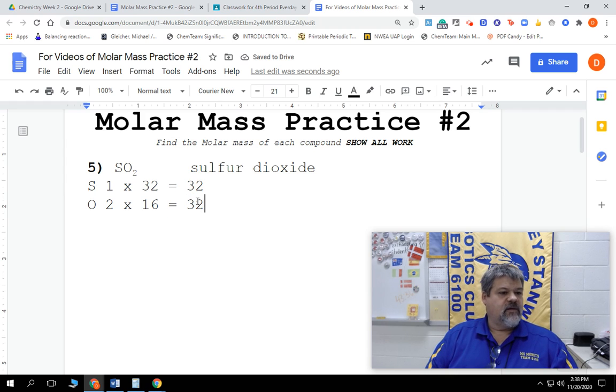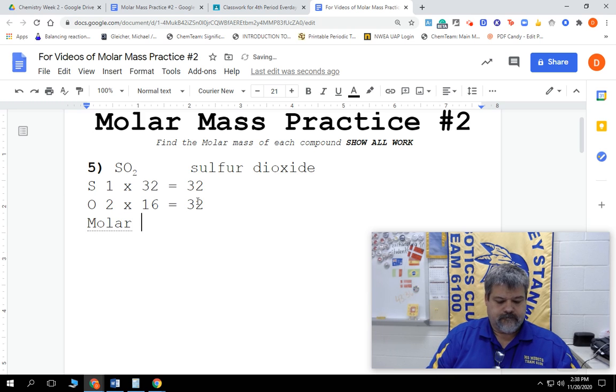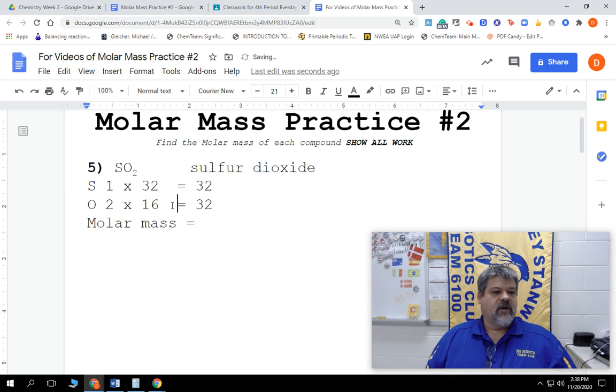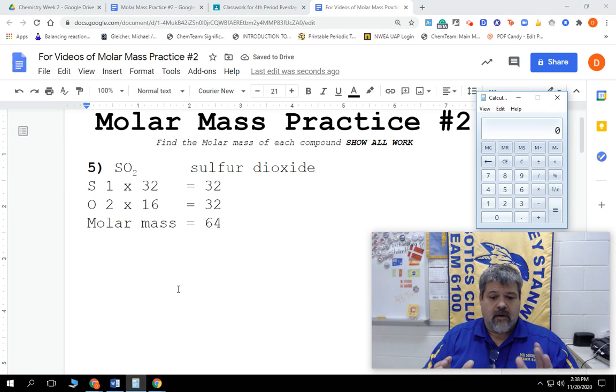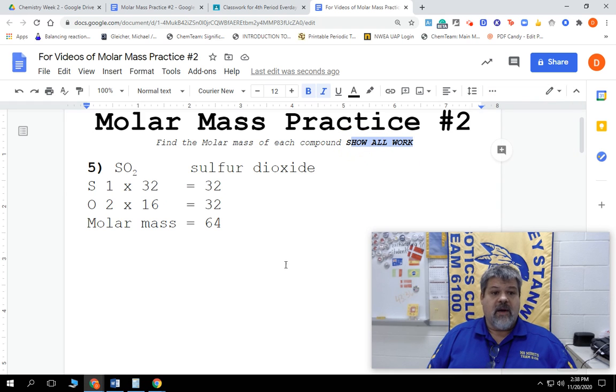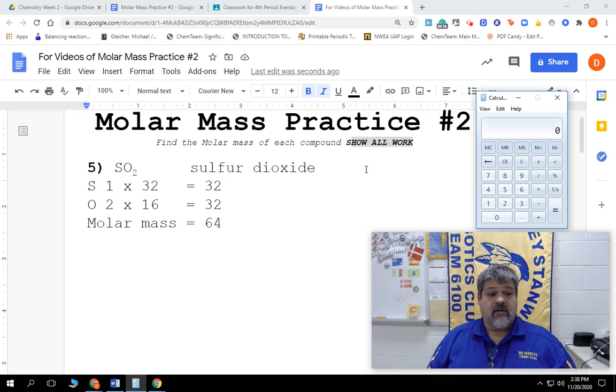So now all we need to do is write out our molar mass and what that equals. I'm going to tab these over a little bit just for my view. So we're going to total up 32 plus 32. I know the answer to that is 64, but if you need to get that calculator out, it never hurts to double check everything. And again, we have to show all of our work anyway, so we might as well do it right and make sure that it counts. So 32 plus 32 equals 64, so we're right.